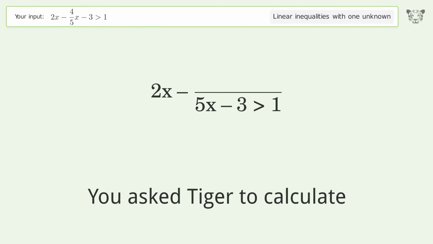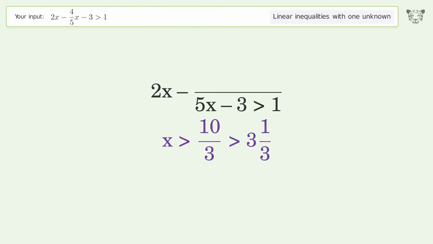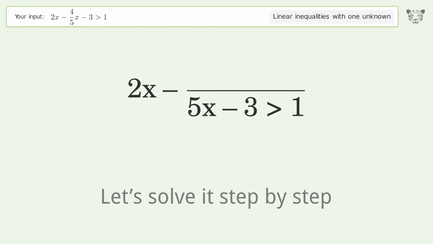You ask Tiger to calculate. This deals with linear inequalities with one unknown. The final result is x greater than 10 over 3 greater than 31 over 3. Let's solve it step by step.